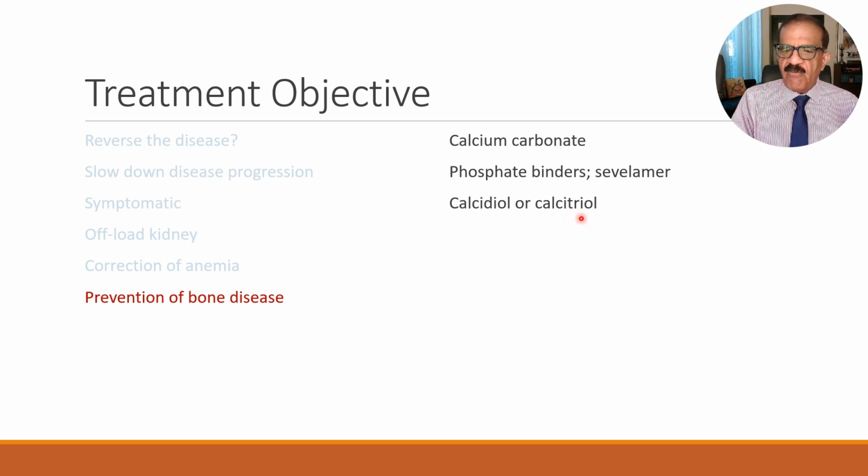Calcitriol, since it is an active form, if you give it, might work faster, but it might lead to hypervitaminosis D. So I think both are acceptable. In my opinion, calcidiol may be safer. Then calcimimetic drugs: there are certain drugs which, if given orally, could mimic calcium, and the receptors on the parathyroid gland and other tissues would see it as calcium. So then hyperparathyroidism will be tamed down. This is one strategy which we have to use to control secondary hyperparathyroidism.